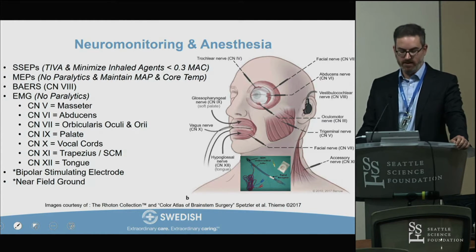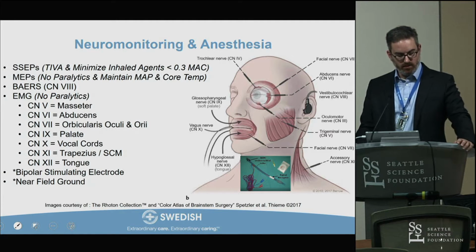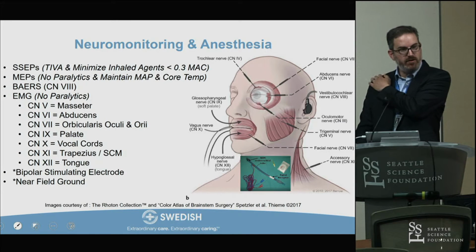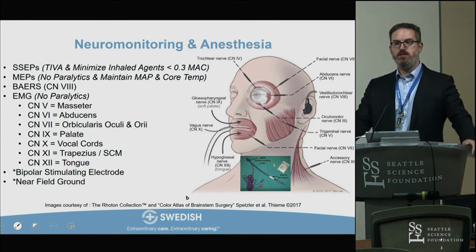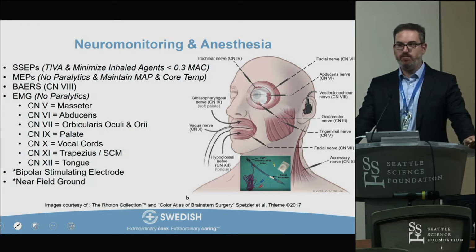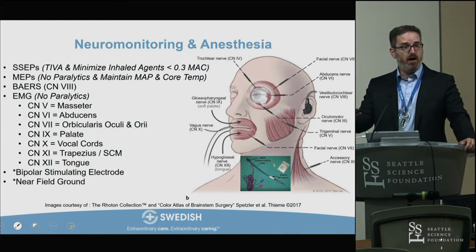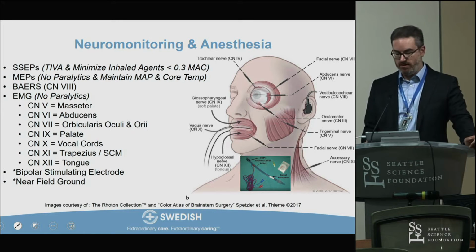So very careful. And then I think one other pearl is make sure you have a near field ground. If they put their grounding electrode in the shoulder and you're stimulating below 1 milliamp and looking for small EMG activities, you're probably not going to pick it up. So the two things you can do are put your ground in the forehead, or put a ground on the field after the fact when you're hooking up your electrode so that you're actually closer.